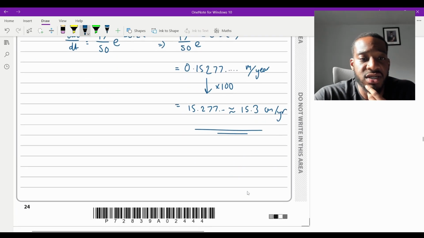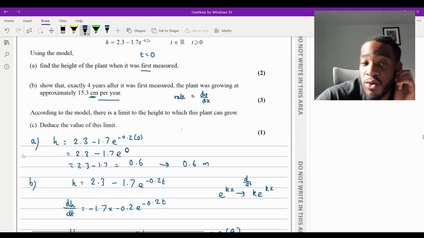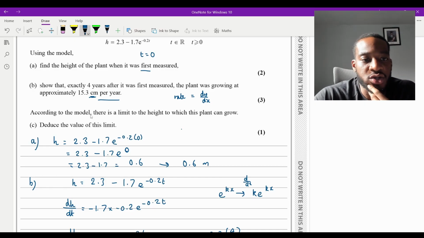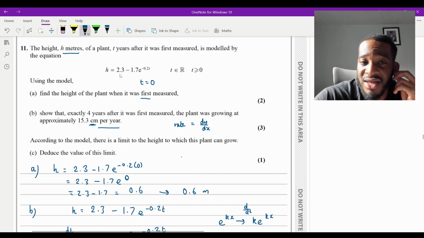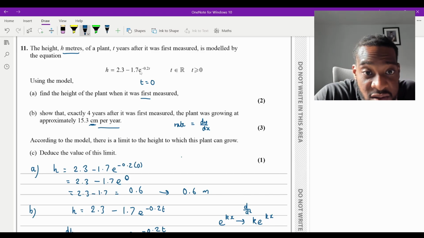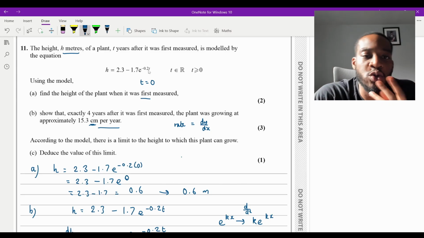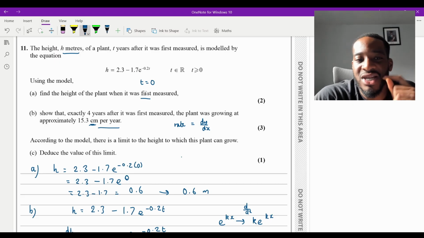Now, part C says, according to the model, there is a limit to the height to which this plant can grow. Deduce the value of this limit. So the height of this plant is determined by this formula here, and it's an exponential one. What you notice is that the power of the exponent is negative, which means it's going to be exponential decay, isn't it, or decreasing. So what you want to do is punch in a really, really big number to find out what the limit is, right?